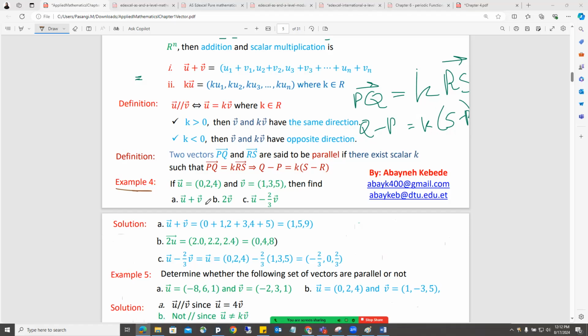Okay, so here for part B, 2 times u, what is the theory we have already applied here? That is for the scalar multiplication. Scalar multiplication.